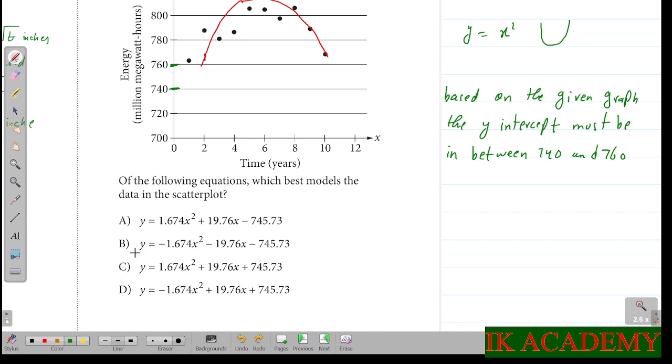So it means option B is not a correct option because it is a negative number. The positive number 745, which is in between 740 and 760. So the y-intercept is positive and it is 745.73. So option D is the correct option. Let's move to the next question.